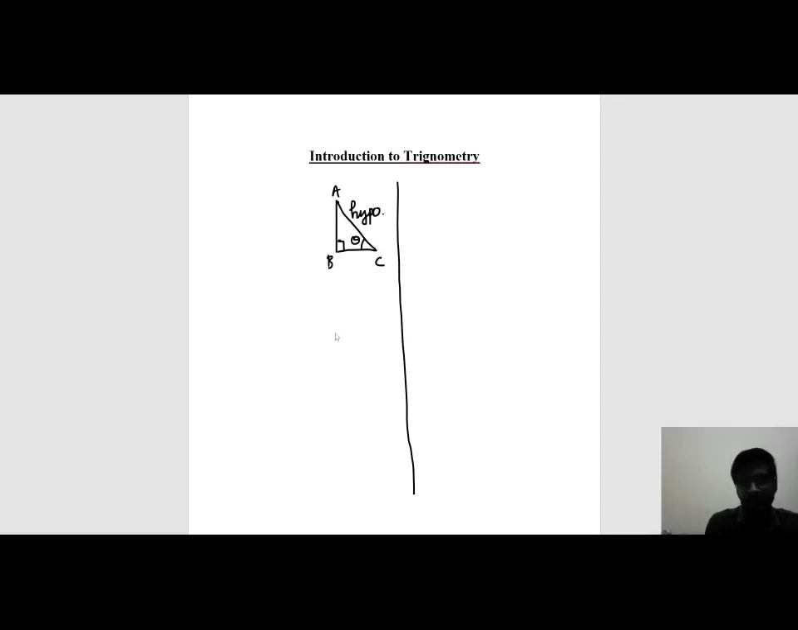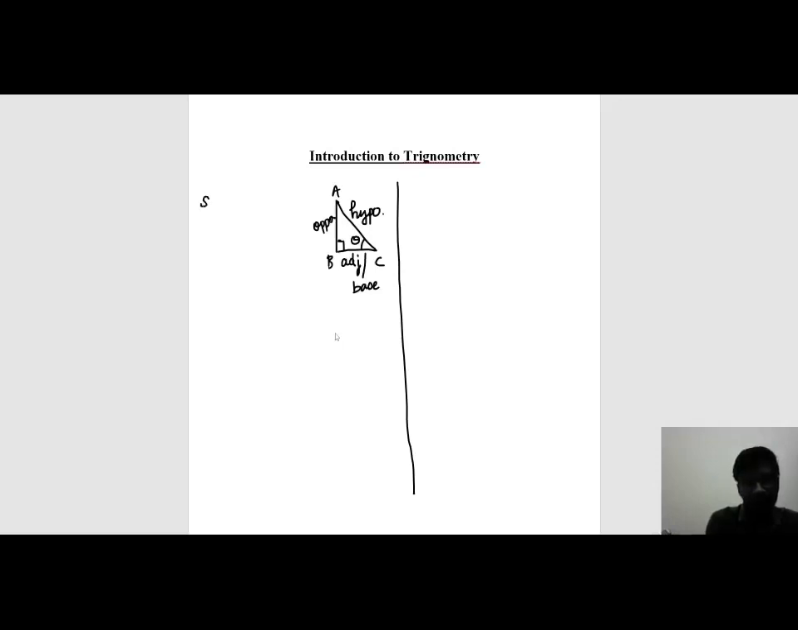Then BC, what is BC? BC is either the adjacent side, or there is another name called base. Then the side which is opposite to the angle: this side AB is opposite to angle theta, right? That is called the opposite side.